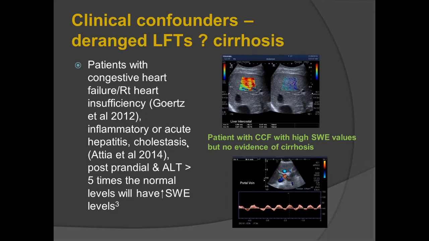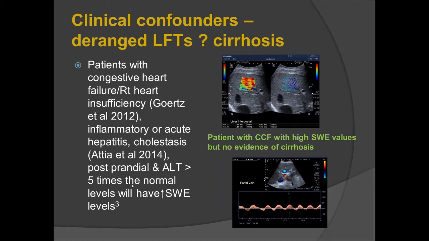Cholestasis, again, you end up with an engorged liver, and anyone who's eaten. And this is really what you have to be aware of, a transaminase flare. This is something that we get in hepatitis B patients. If they suddenly have a spike in their ALT more than 5 times the normal, and they do get that, you cannot do shear wave.